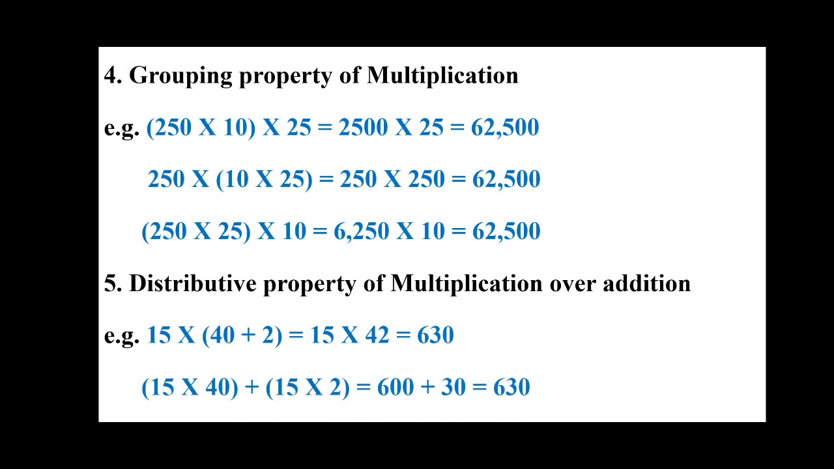Next, the product of a number multiplied by the sum of the two numbers. So 15 into 40 plus 15 into 2. 15 into 40 which is equal to 600. 15 into 2 which is equal to 30. 600 plus 30 which is equal to 630. Both remain the same answer.